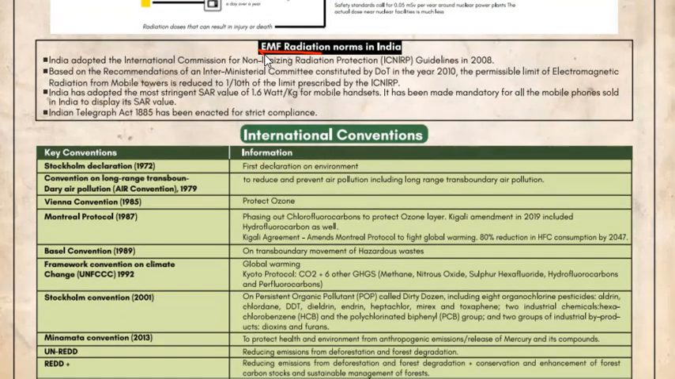EMF radiation norms in India. India adopted the International Commission for Non-Ionizing Radiation Protection guidelines in 2008, based on the recommendations of an Inter-ministerial Committee constituted by the Department of Telecommunications in the year 2010. The permissible limit of electromagnetic radiation from mobile towers is reduced to 1/10 of the limit prescribed by ICNIRP.